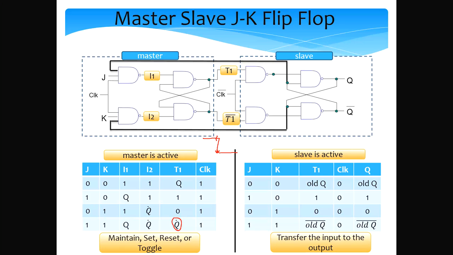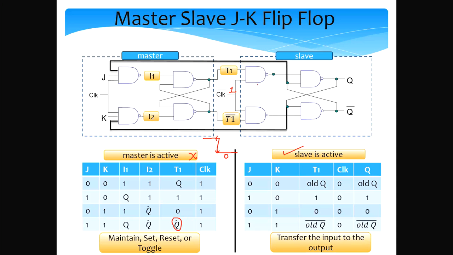After this, we have the negative edge, so the clock becomes 0. So the master becomes disabled and the slave becomes active. Once the slave becomes active, we enter a new clock cycle, right? Because it's after the negative edge, we enter a new clock cycle. In this case, this is a regular SR latch, no problems. And since the clock is 0, we are considering clock bar. So clock bar is equal to 1, so the slave is enabled.